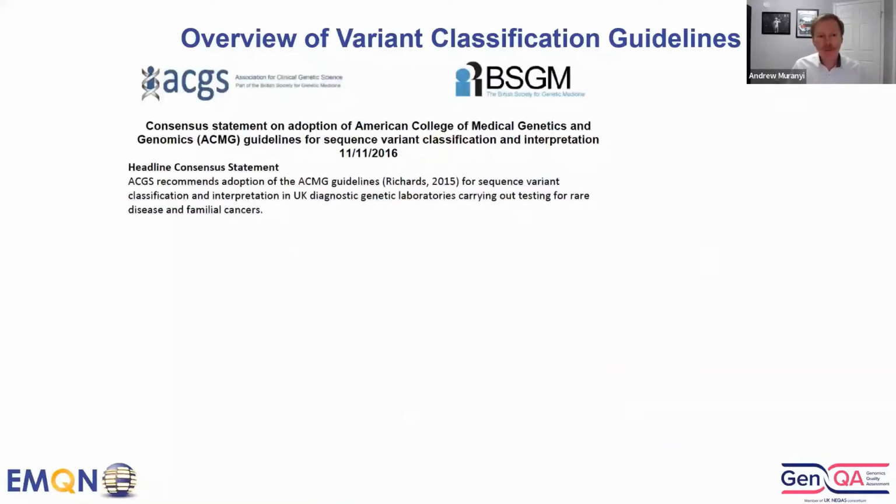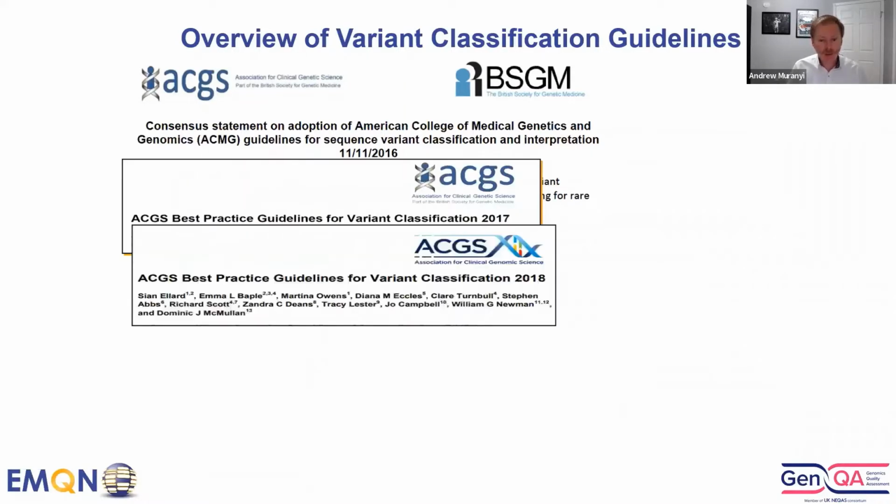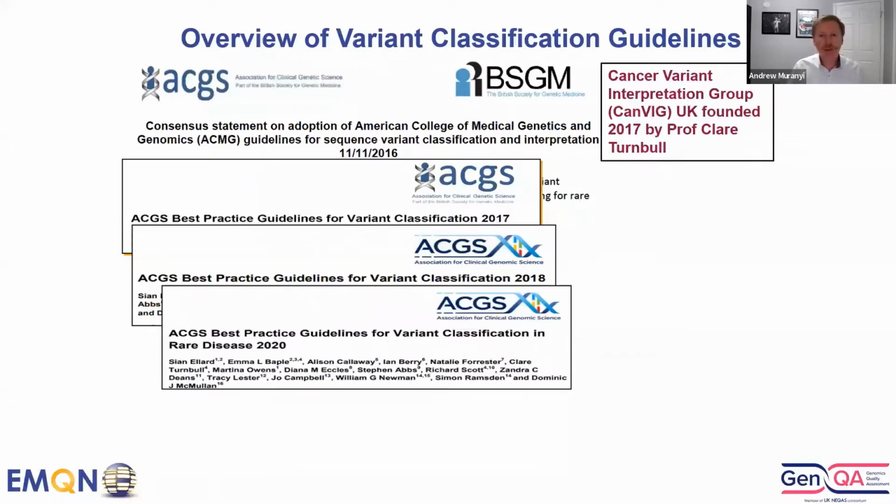So after the 2015 guidelines were published, there were a number of other consensus statements and guidelines that came out from groups such as the ACGS and the BCGA. There are several best practice guidelines that came out, as well as from the CanVig UK group.